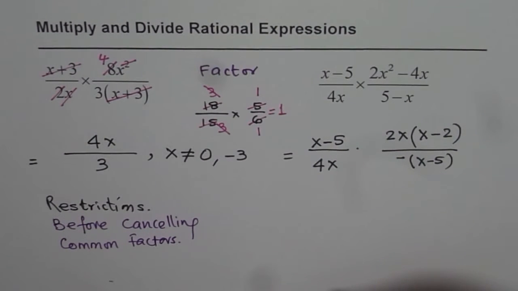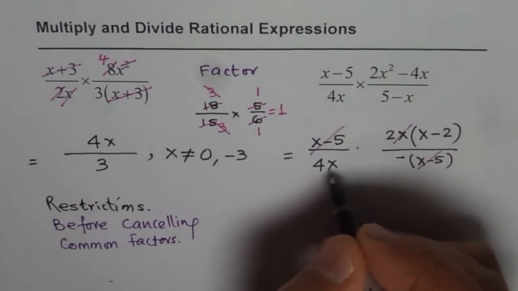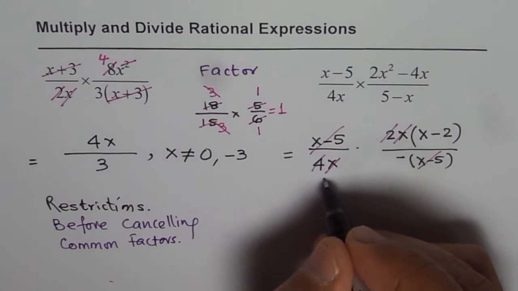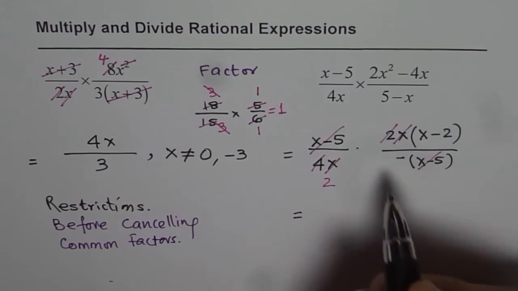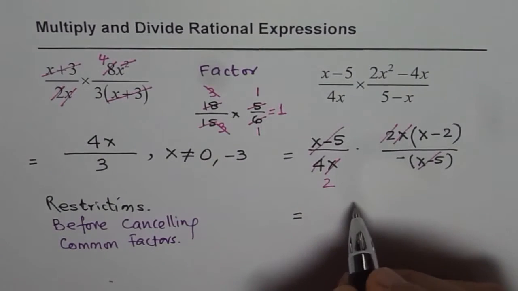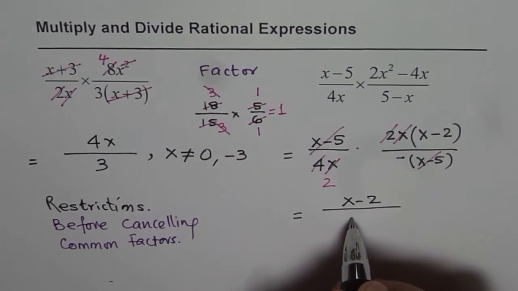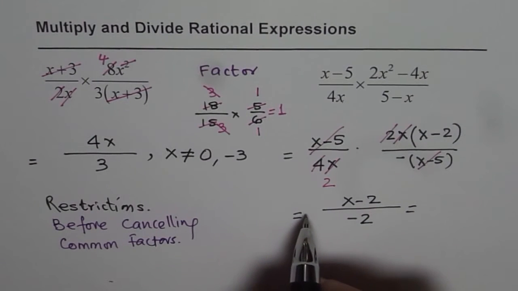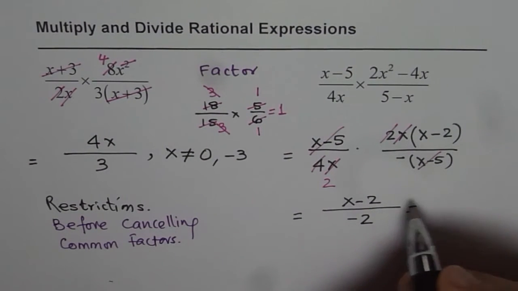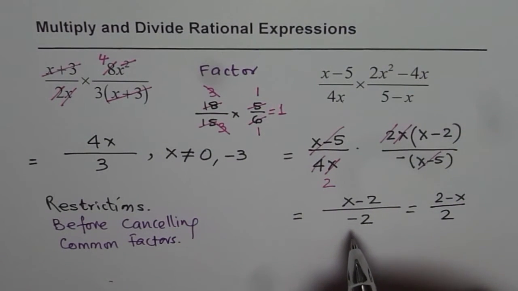Now that we have that, it's equivalent to the given expression. Now we can cancel some common factors. x minus 5 and x minus 5 is a common factor. x and x is a common factor, and 2 will go 2 times. So it's a good idea to first simplify and then multiply. If you multiply it as 1 times x minus 2, we get x minus 2 in the numerator, and the denominator is 2 times minus 1, which is minus 2. So this could be written with a minus here, or we can just write it as 2 minus x divided by 2.